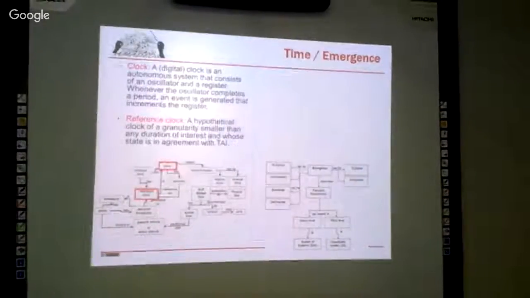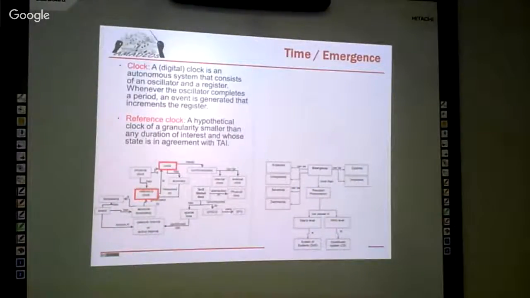Time and emergence. A clock. We just finished saying what a clock is. Here is the clock. A reference clock, Z, is here. And the physical clock is there, the accuracy, the synchronization, which can be internal or external, and so on and so forth. So you have to look at this in some detail, and in the book and the references you find all the material. It's not appropriate for me here to pass through everything that has been done.